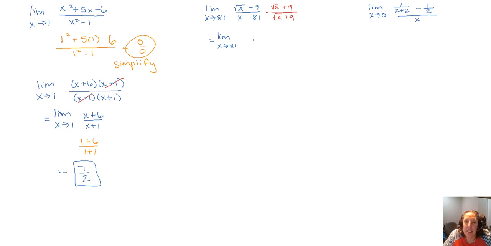So if we multiply this in the numerator, square root of x times square root of x is x, we'll get plus 9 square roots of x, minus 9 square roots of x, and negative 9 times 9 is negative 81. Now, when you're multiplying by conjugates, this should always happen.